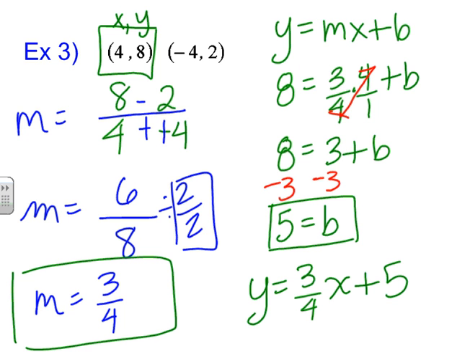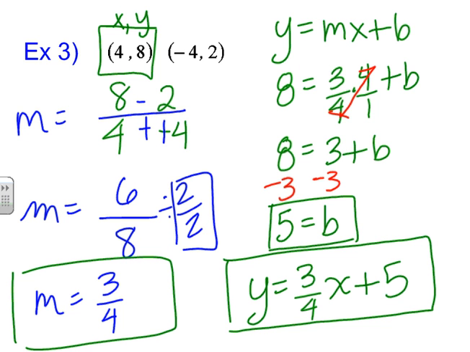Now, if we think about this in terms of steps, there's only 3 easy steps that we can do. First step, find the slope. Second step, find the y-intercept. Third step, write the equation of your line. Very straightforward. We're going to try it one more time. We're going to go through all those steps.